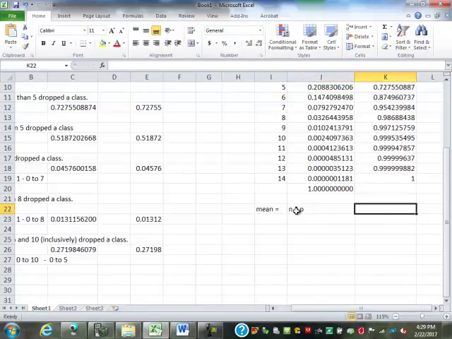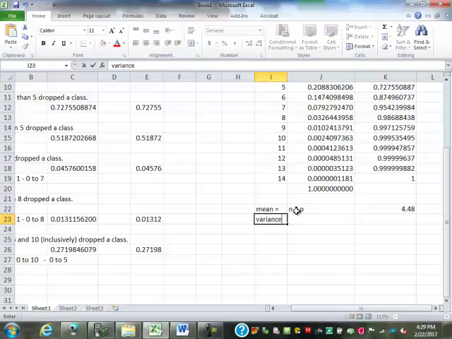Now, the mean of a binomial distribution is simply n times p. So for this one, that would be 14 times 0.32. So 4.48, we would expect, on average, if we took several groups of 14 students and asked them how many had dropped a class last semester, we would expect on average 4.48 out of that group of 14 would have dropped a class last semester.